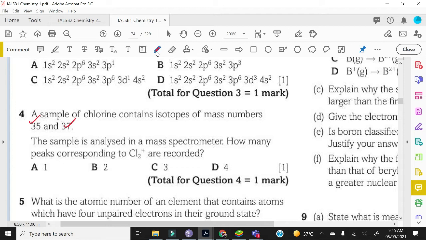How many peaks corresponding to Cl2 are recorded? How many peaks of Cl2 are recorded? 1, 2, 3 or 4? Let us see now.